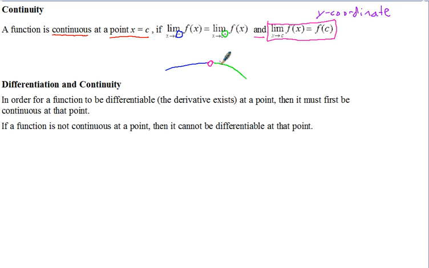And if the limit from the left to right equals the y coordinate, that means the y coordinate is going to be right there, and it's not going to be a hole. It's going to actually equal what the y coordinate, the point's going to be right there.